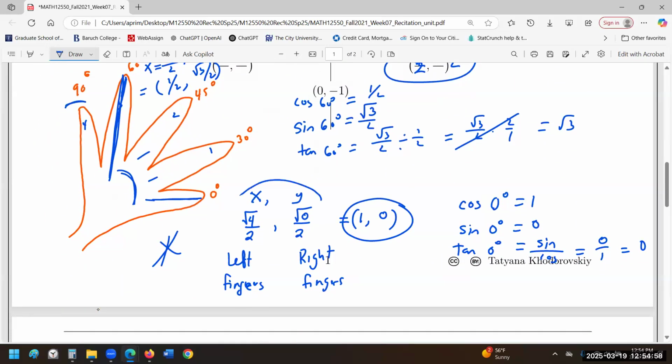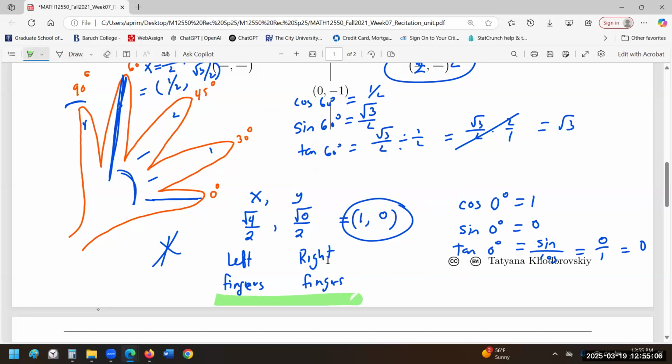So the thing you have to remember is this. Actually not this, the entire thing. Let me highlight this. x is the left finger, how many you have, and y is how many you have on the right side. And then the denominators are always 2, and numerators are square root of how many fingers you have. Any questions so far? Any comments, concerns, complaints, anything?